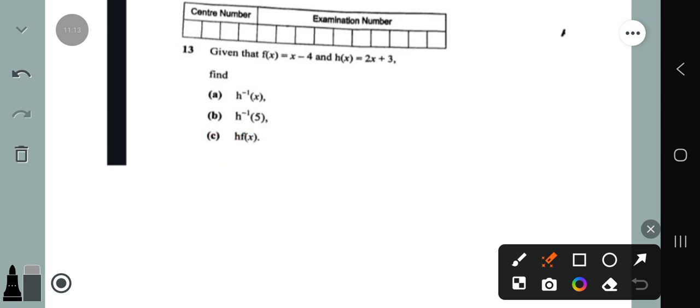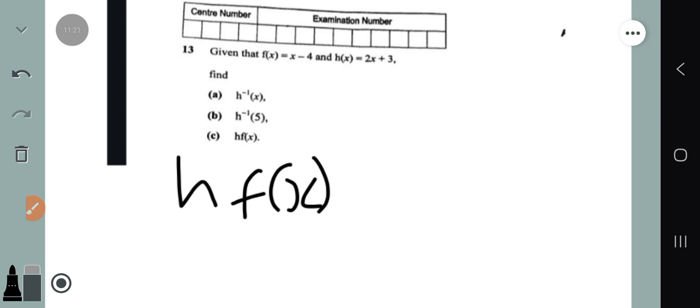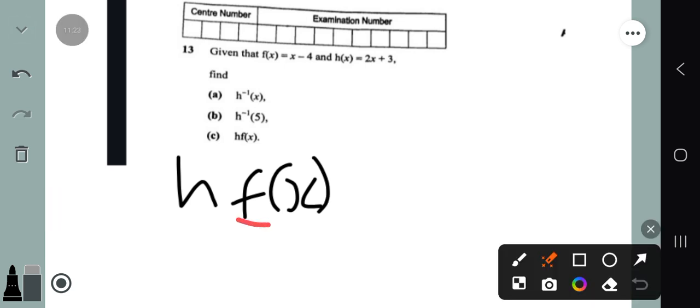Composite functions. So, when they say hf of x, what they usually mean is get the function of what is inside, all right? So look, we have hf, all right? So it means h of x, h of f of x, all right?